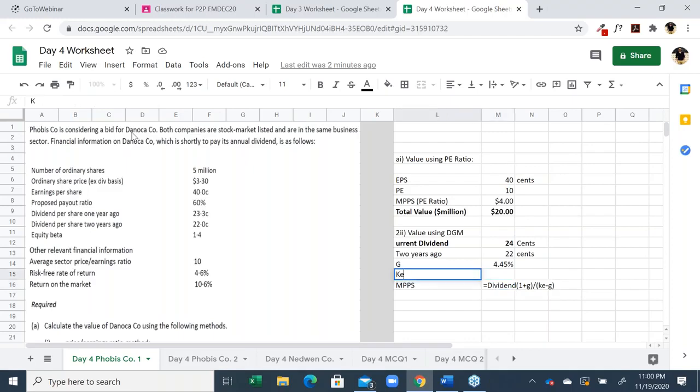So let's calculate the cost of equity of Denoka company. Let me mention it. It's going to be calculated using the CAPM model, right? So the risk-free return is 4.6%, plus the equity beta is 1.4 times the market return, which is 10.6%, minus the risk-free return, which is 4.6%.